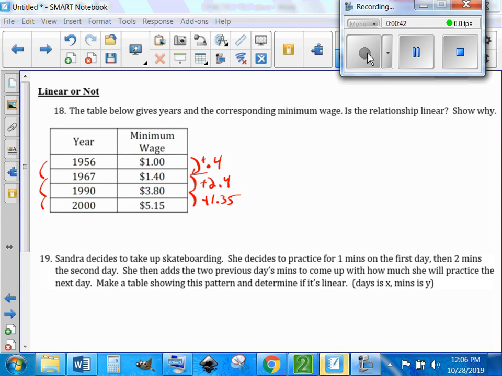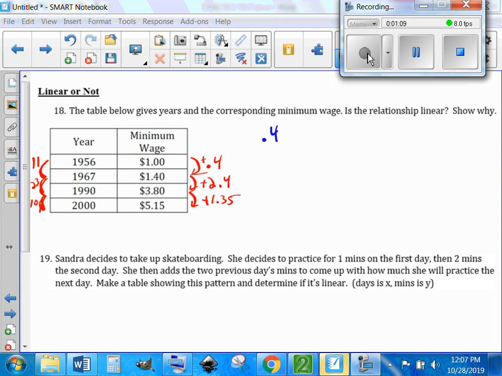Now, while those are different, that doesn't tell us we're not linear. We need to check if the change in y divided by their change in x's are different or not. So now for the years, first we're going up 11 years, then we're going up 23 years, and then we're going up 10 years. So now that we have the changes, we can see if that ratio, the change in y over change in x's, are the same or different.